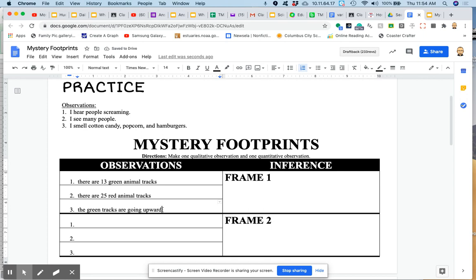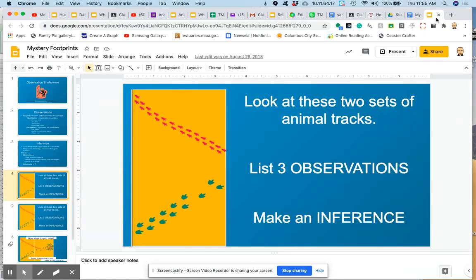Okay? That's three observations. Notice I didn't say there are 25 rabbit tracks. There are 13 duck tracks. I didn't say that. An observation is you can only write down what you can observe through sight, touch, taste, smell, or hearing. Now I can't hear this, I can't touch it, I can't taste it, so the only thing I can do is look at this picture and list three things that I see. Okay, not what I think they are, what I see. So that's where some of you made a mistake.